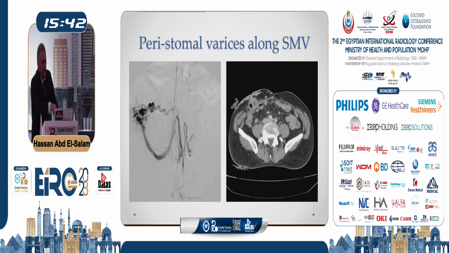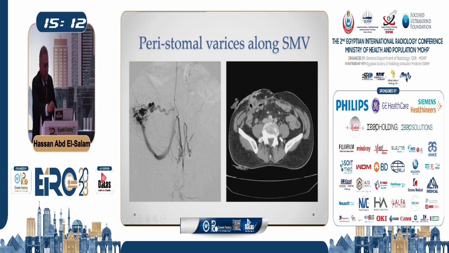So this is a case of a patient who had a right-sided stoma. You can see the colectomy and right-sided stoma, and you can see in the CT there are peristomal varices, so varices in the subcutaneous tissue around the colonic stoma. So we go transhepatic, and then through the transhepatic into the portal vein into the SMV, the superior mesenteric vein.